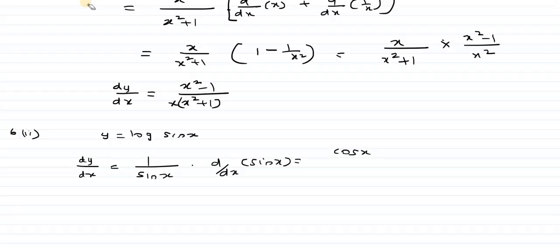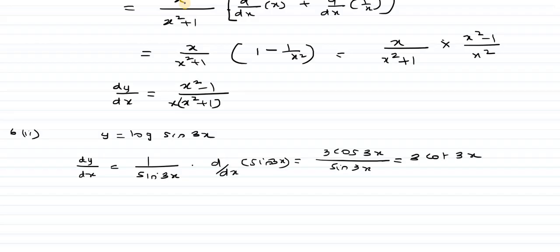Here sine 3x, 1 minute. Sine 3x. So, here also it will be sine 3x. The question is sine 3x. Here also it is sine 3x. Differentiation of sine 3x is cos 3x into 3. Correct? Divided by sine 3x. So, it will be 3 cot 3x.